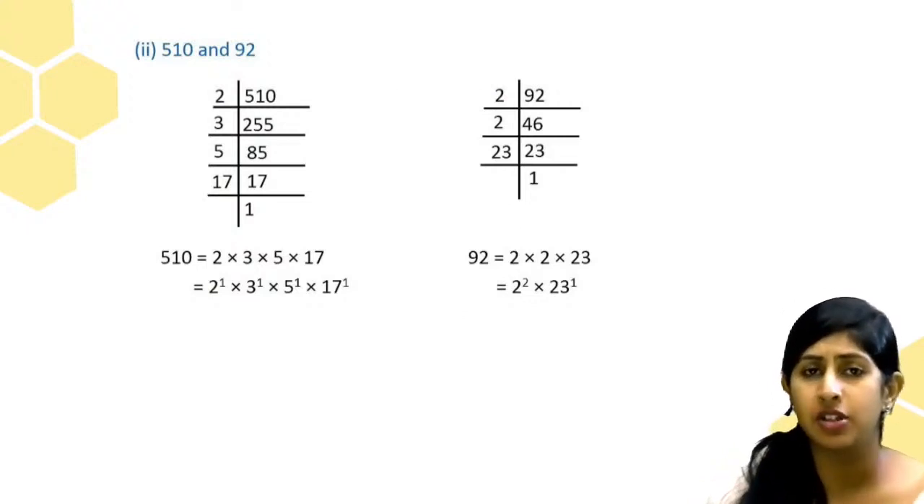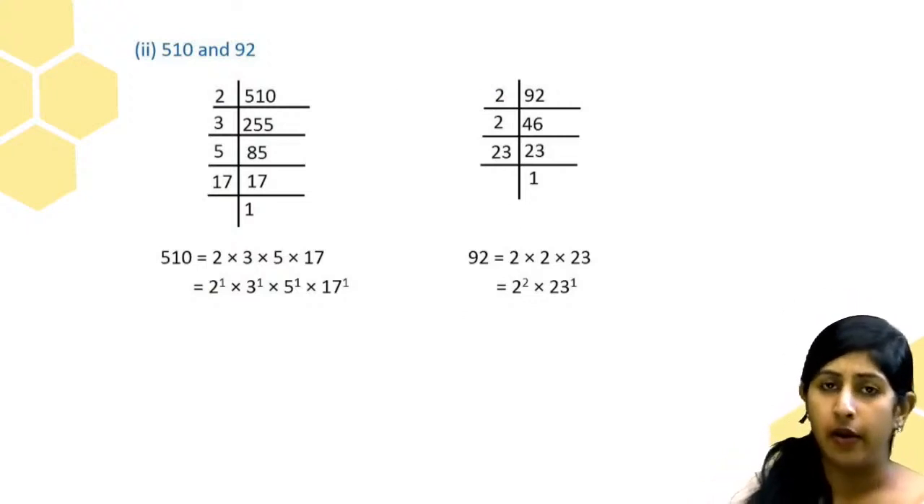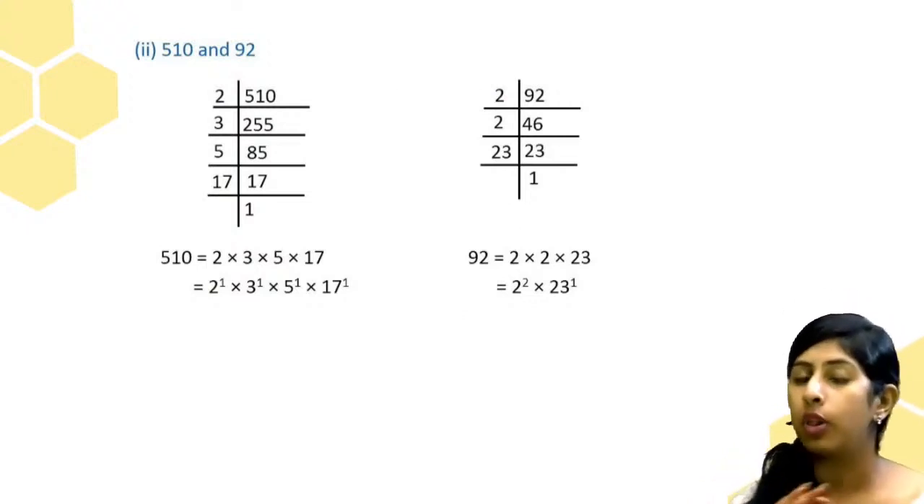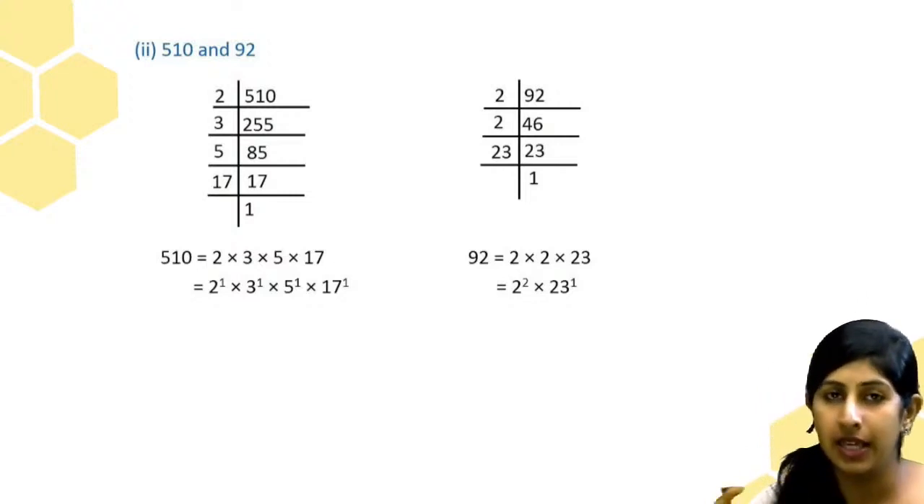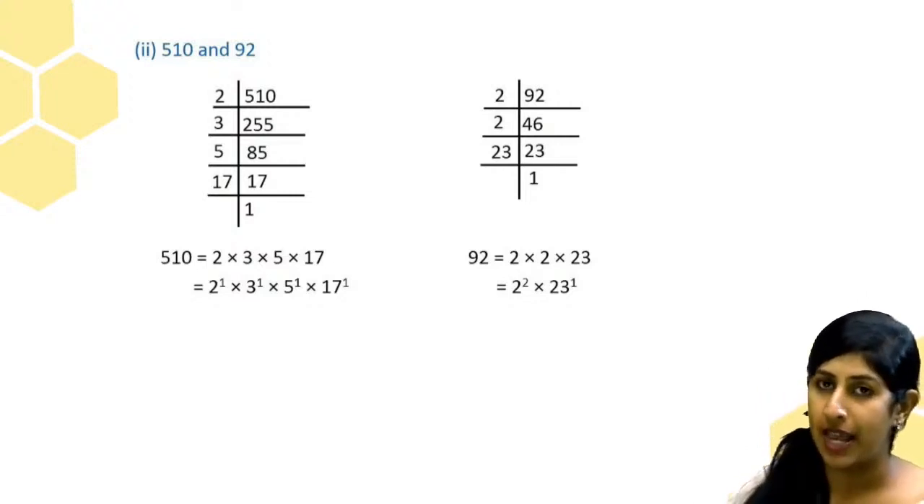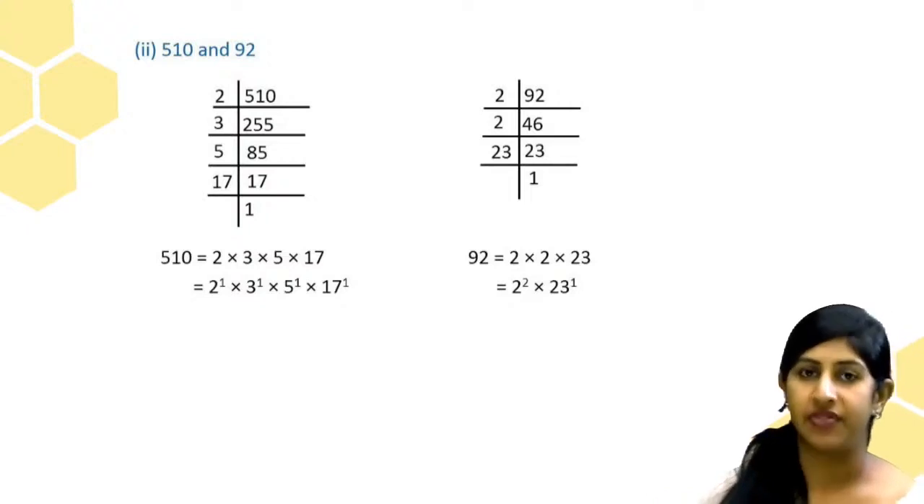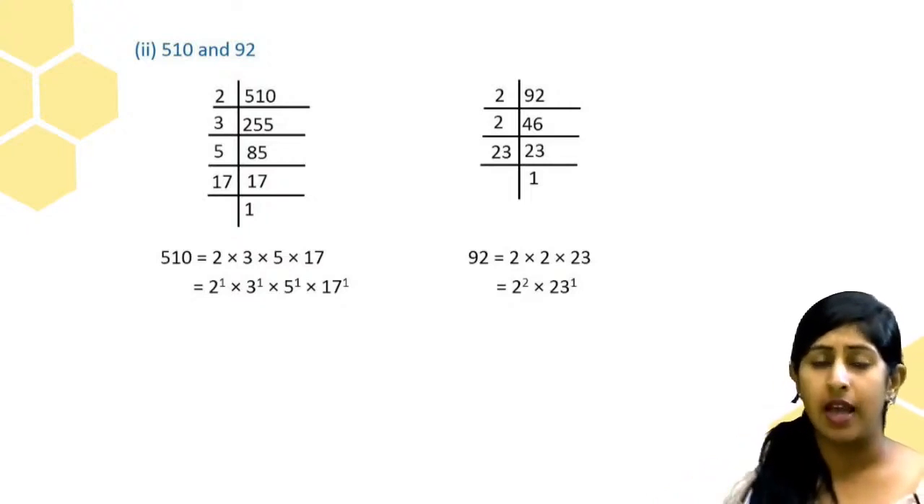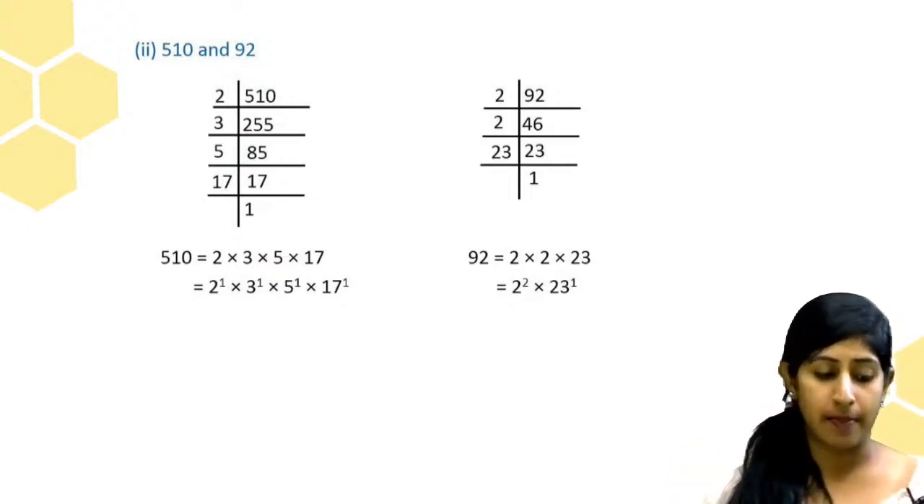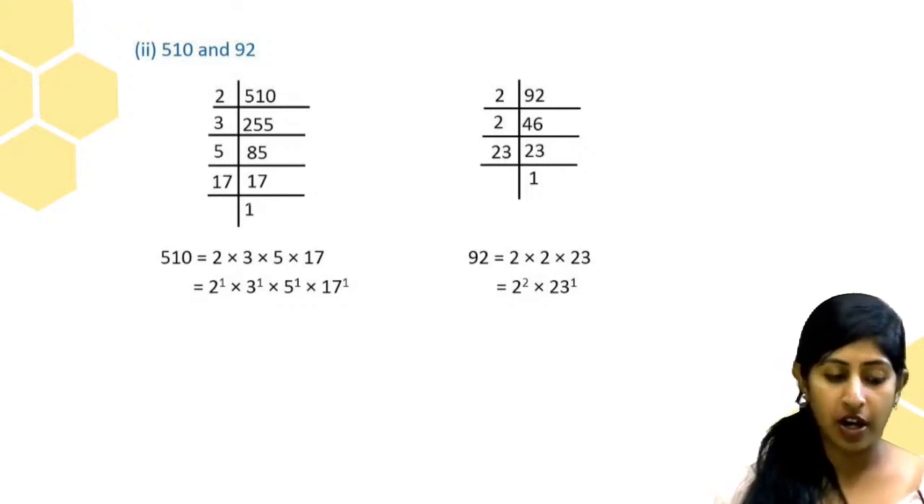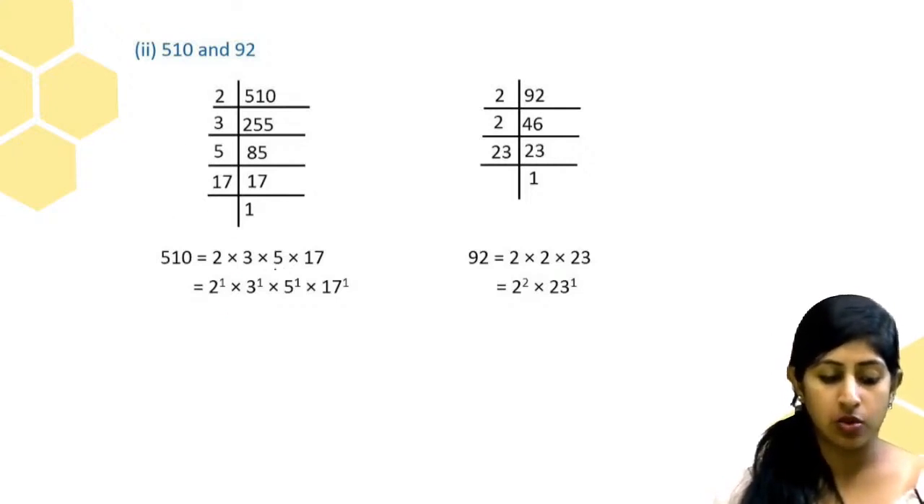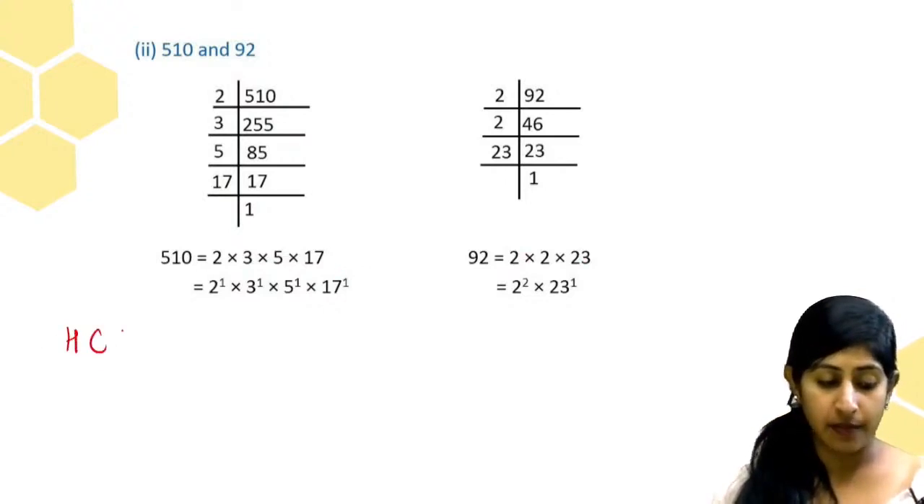Again, 510 and 92. Now again, I'm not going to write all the factors or all the multiples of 510 and 92 to calculate their LCM and HCF. This is my simplest technique that I'm using. I simply have to prime factorize them. So I have written their prime factorization as 2 into 3 into 5 into 17, and 92 as 2 into 2 into 23.